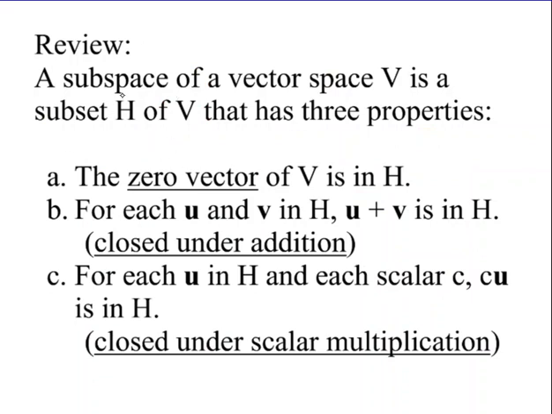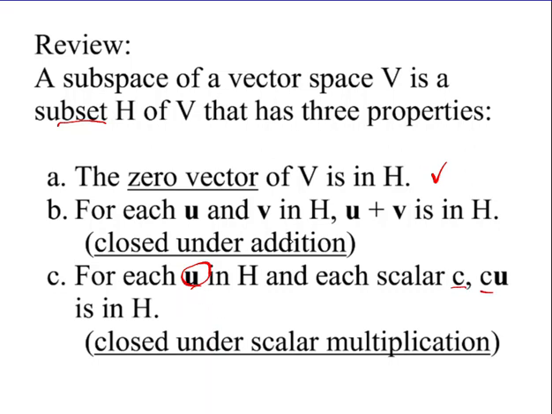So to find out whether or not a subset H is a subspace, it goes back to A, B, and C, really from 4.1. Is the 0 vector in H? For each vector, if you choose two vectors, u plus v is still going to be in H. It's going to be closed under addition. If you choose each u in H, then if you can multiply that by anything that you want to, it's still going to be in H.